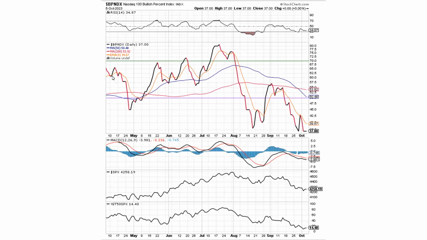So this is the bullish percent on the Nasdaq 100. So up here we have the index, and basically what this is looking at is the old pointing finger charts, and then it tracks to see how many of the ones that are in the Nasdaq 100 constituency are bullish or negative, then it creates this index from them. So there's a couple of things that we watch out for.